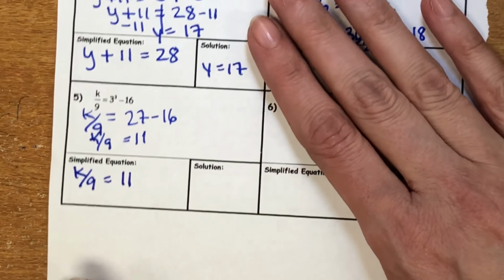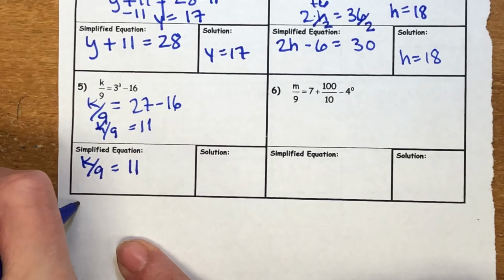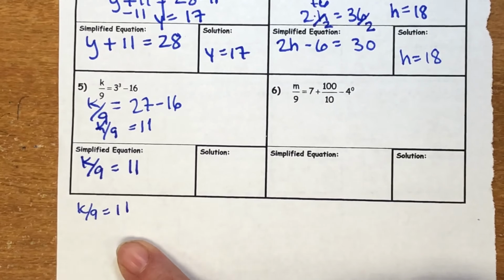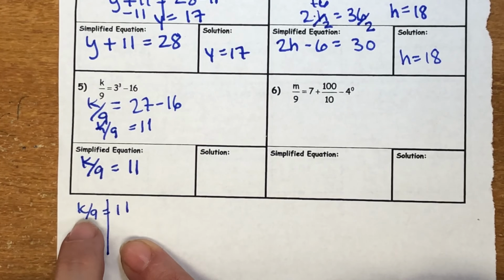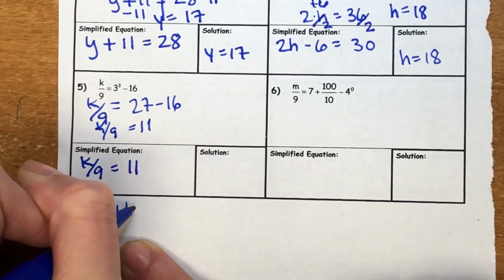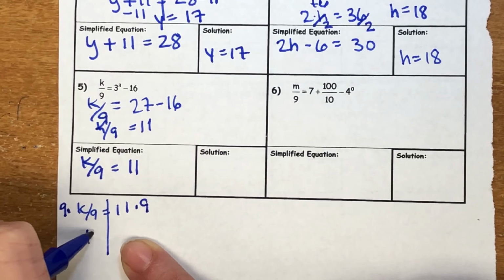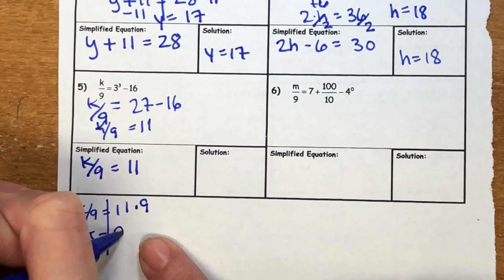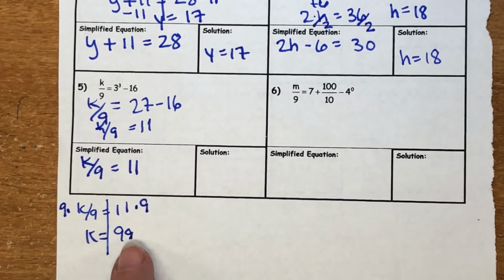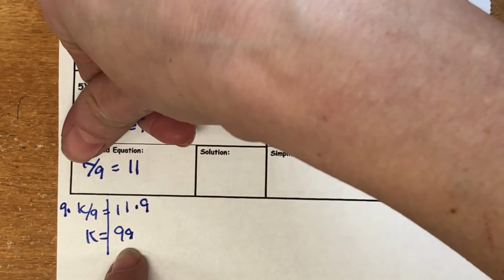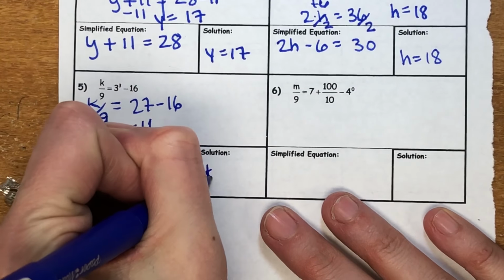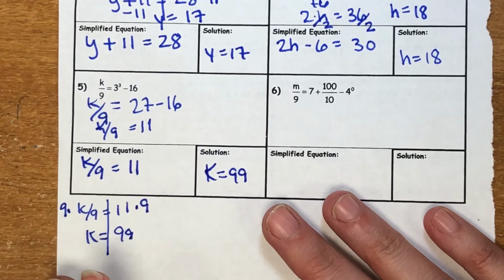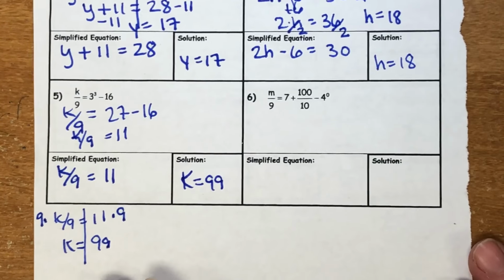Okay. Now, I'm going to rewrite this down here to show you what I would have to do. So again, draw your line through the equal sign. Since I'm dividing, what's the opposite of dividing by 9? I'm going to multiply by 9. Whatever I do on one side, I'm going to do on the other side. So k equals 11 times 9, which is 99. Okay? I can plug 99 back into where my variable is. 99 divided by 9 is 11. So that checks. So k equals 99. Okay? All right, last one.